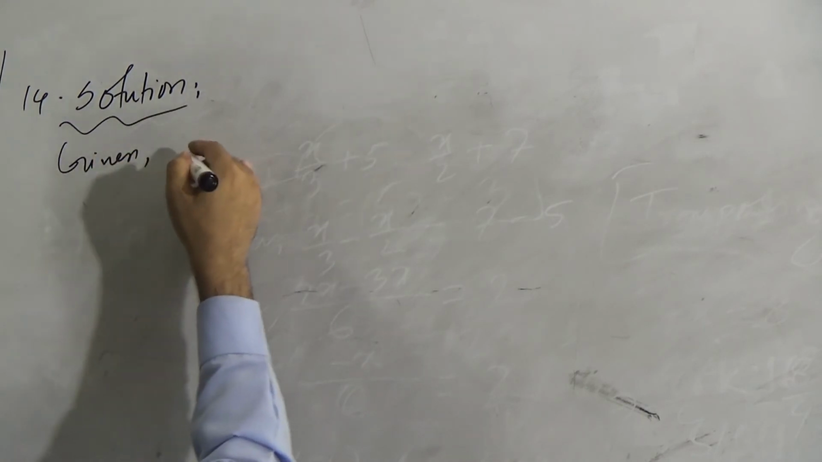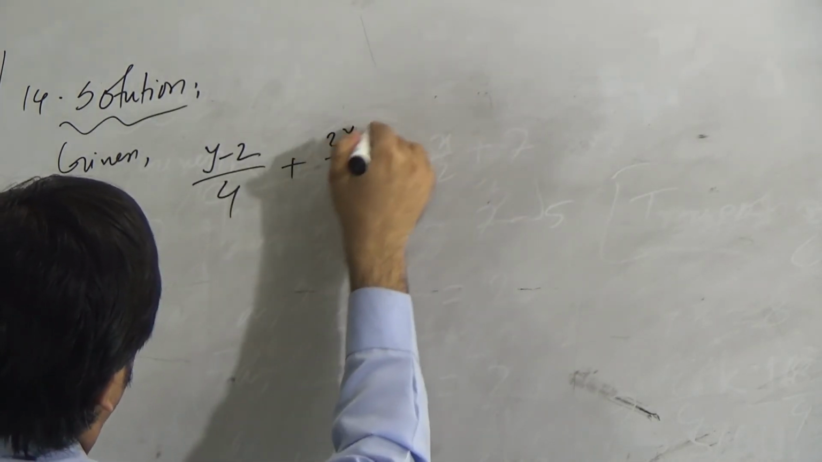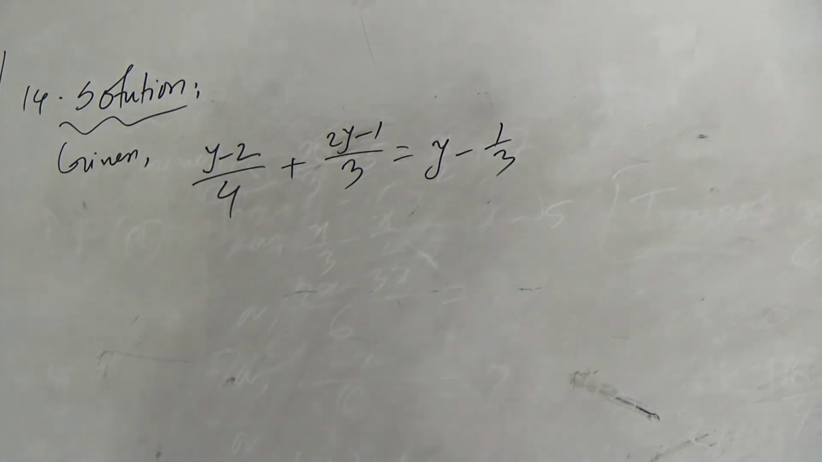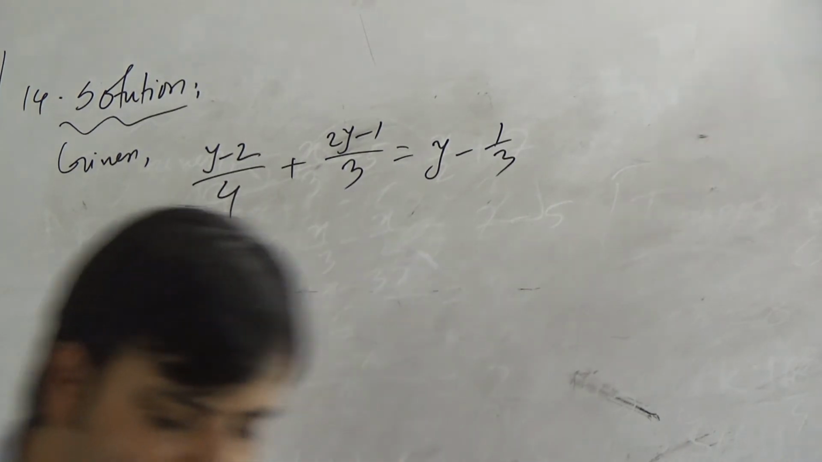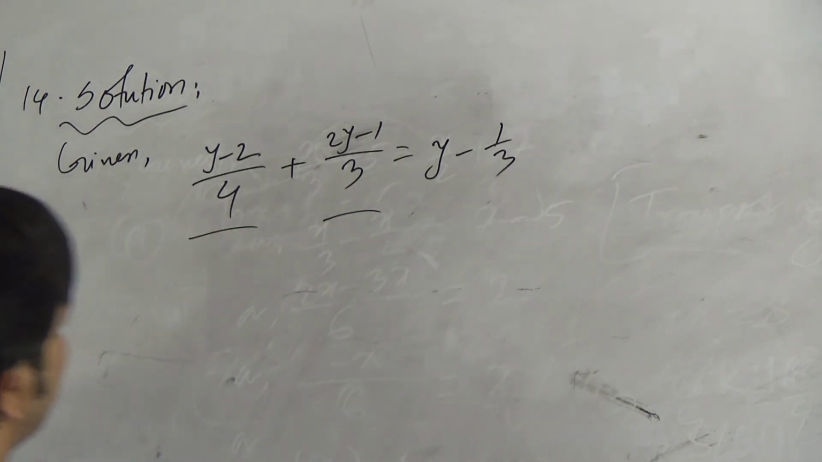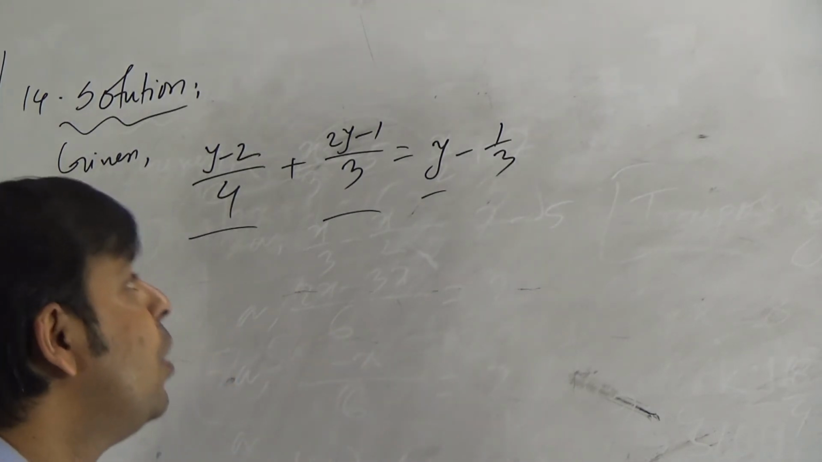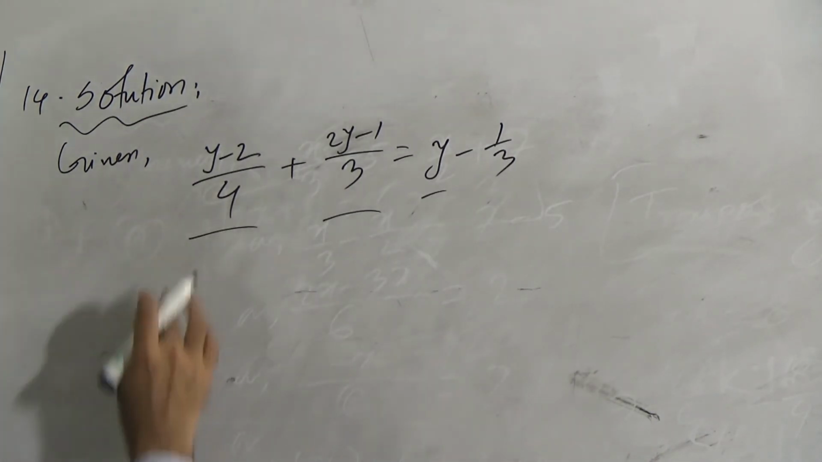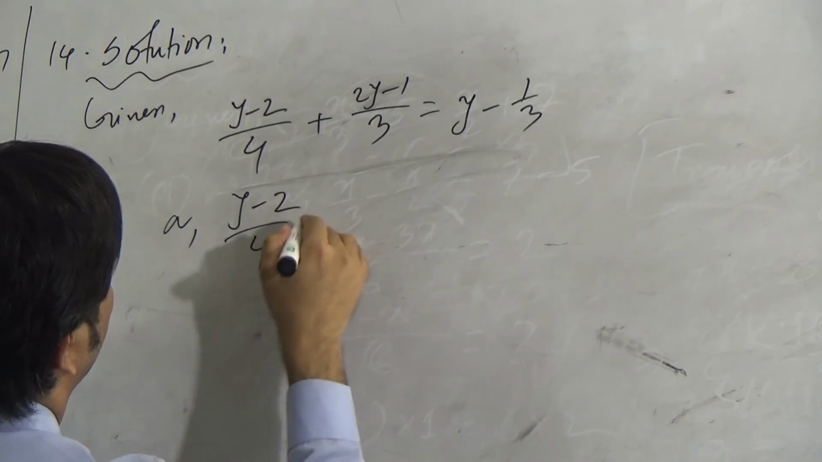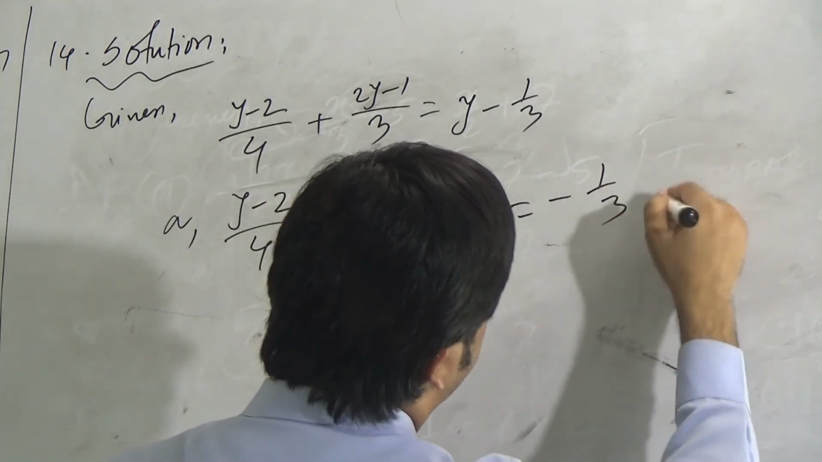Given: y minus 2 by 4 plus 2y minus 1 by 3 equal to y minus 1 by 3. Now if you notice here, the variable is on the right side also. So at first we have to take the variable y to the left side. Transposing: y minus 2 by 4 plus 2y minus 1 by 3 minus y is equal to minus 1 by 3.